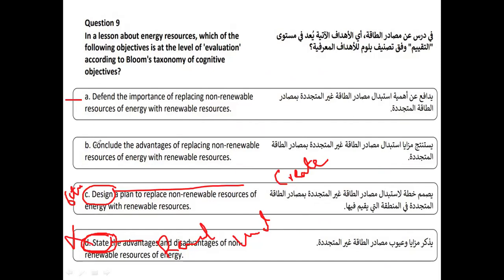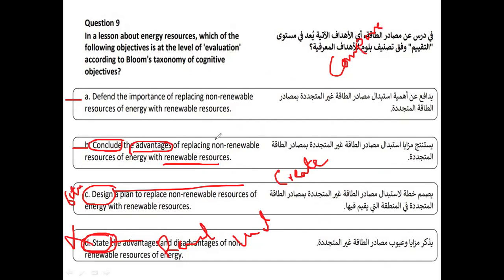Now whether it's defend or conclude. Let's discuss conclude first. Now conclusion is actually also evaluation, but sometimes we have to look at the scenario of the question. The option says: conclude the advantages of replacing non-renewable sources of energy with renewable sources. So advantages, that means we are comparing. When we have to compare, that means we have to tell similar things about them, right? If we have compare and contrast, that means advantages and disadvantages.